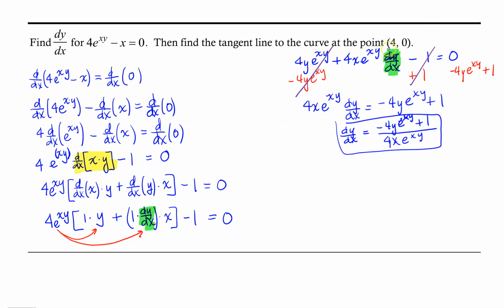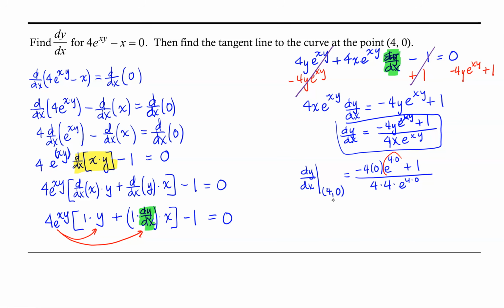And now what we want to do is we want to find the tangent line to the curve at (4, 0). So we want to take this dy/dx and we want to evaluate it at the point (4, 0). So that vertical bar and writing the point (4, 0) at the bottom is a mathematical shorthand for evaluating the function at that point. So we end up with negative 4 times 0 times e to the 4 times 0 plus 1, all over 4 times 4 times e to the 4 times 0.